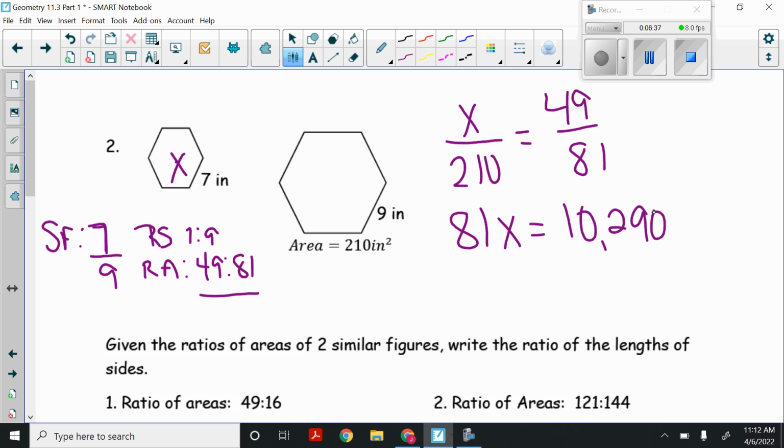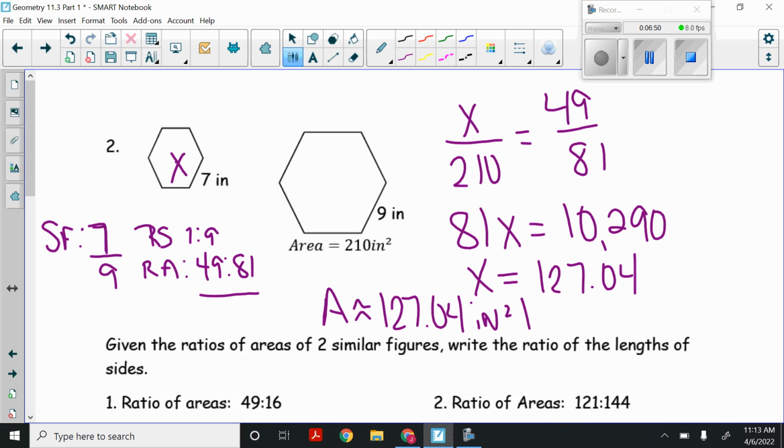10,290. Now I just need to divide that by 81, so I get x is 127.04. So the area is approximately 127.04 square inches of the smaller one.